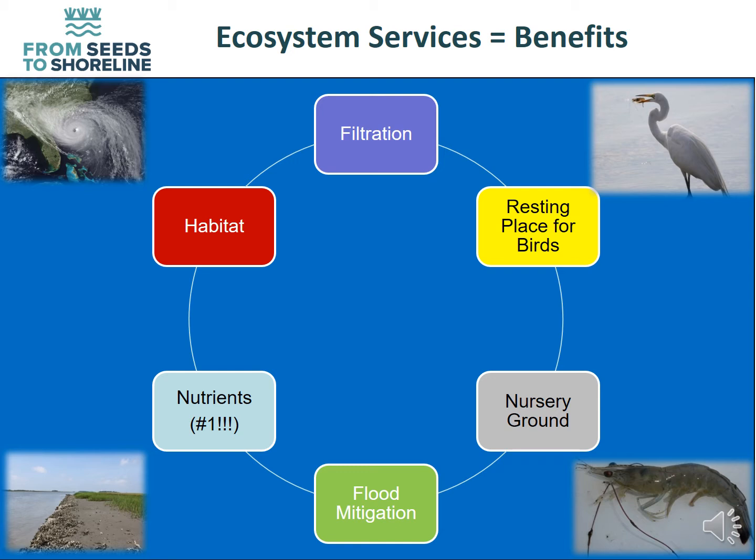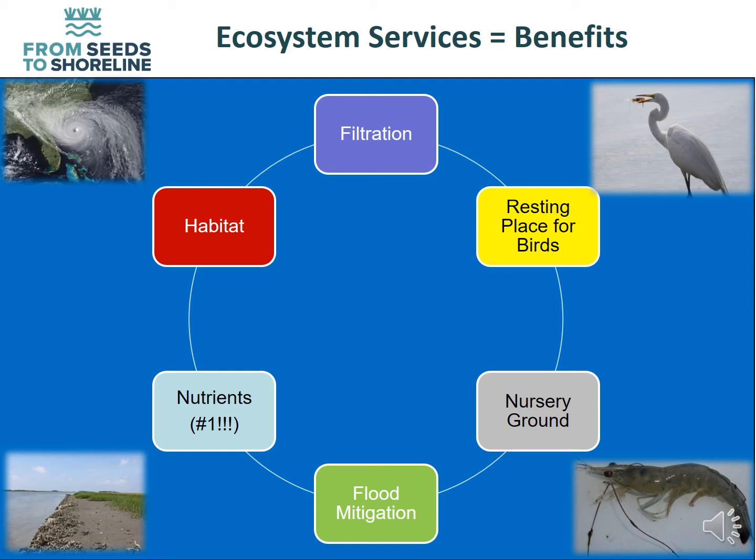Next on the list, we have nursery ground. If you like to eat shrimp, crab, fish, or oysters, this ecosystem service is really important to you. The salt marsh and estuary serve as a nursery ground for the juvenile stage of most of the species we enjoy eating here in South Carolina. Once certain species reach adulthood, they can either head out to the ocean for the rest of their life or travel back and forth to the estuary and back to the ocean, depending on the season of the year.